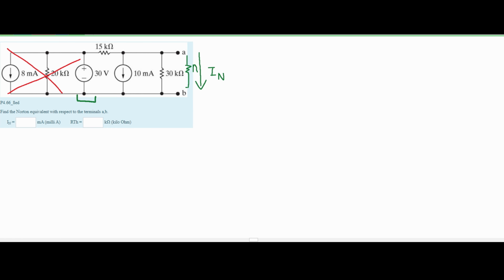We know that current is equal to voltage over resistance. Our voltage is 30 and our resistance is 15 kilo ohms. So we're going to have 30 over 15. And if we convert this, we're going to get that I is equal to 2 milliamps. This is the conversion from kilo ohms to milliamps. So we get that our current I is equal to 2 milliamps.